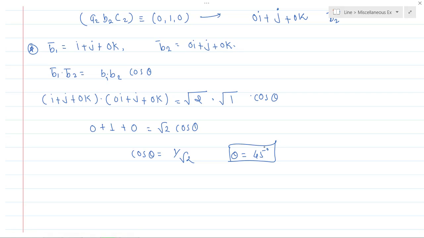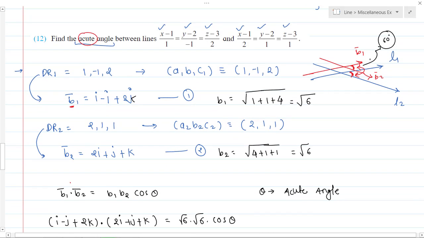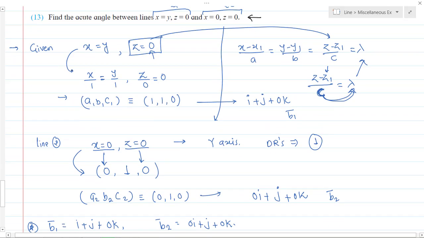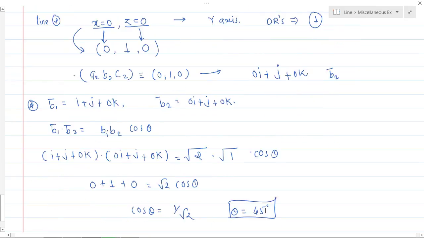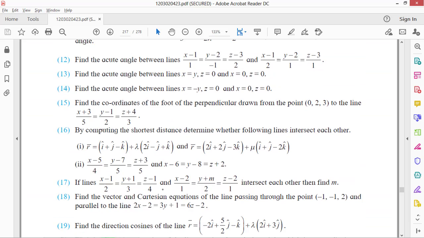Perfect. We have used the same concept which I discussed in the last question, where I told you what b1 bar and b2 bar are. Okay, so the last question was 12. The questions number 13 and 12 are the same. Now let's take a look at question number 14, which is the last question of this video.